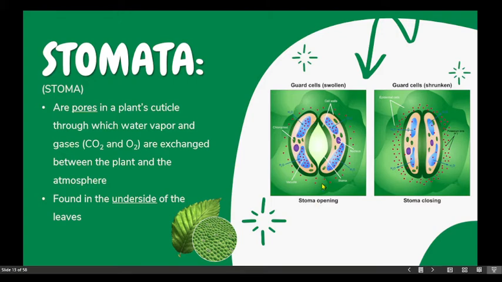And what's very unique about the stomata is that it can open and close because it has these guard cells that when swollen, it opens the stomata. And if it's shrunken, it will close. So there are a lot of factors which influence the opening and closing of the stomata, like the temperature and the concentration of gases inside and outside leaves. And also, these pores, these openings are found in the underside of the leaves.